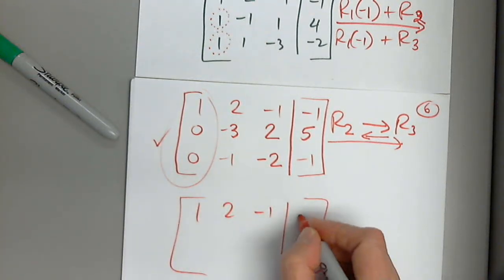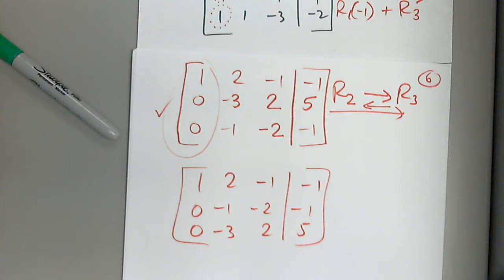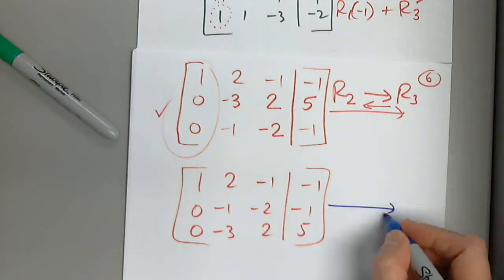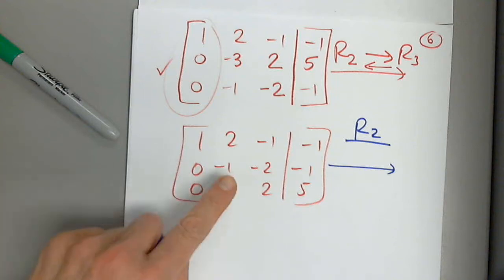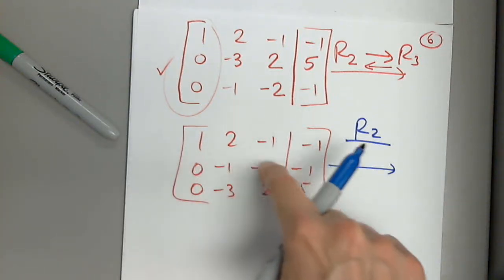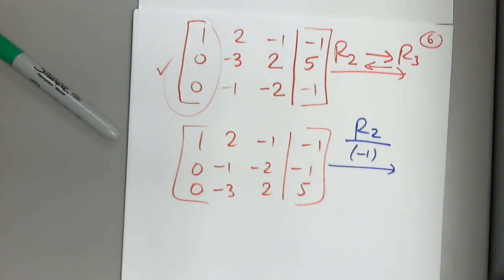1, 2, -1, -1. 0, -1, -2, -1. 0, -3, 2, 5. So all I did, I swapped row 3 and row 2. Now I still want the 1 in here. It's not ready yet. So what do I do, which is no problem, to this row to get a 1 in there? I need a 1, not a -1. So what will I do to this row? Multiply by -1. Yes, multiply or divide by -1. Same thing, very good.